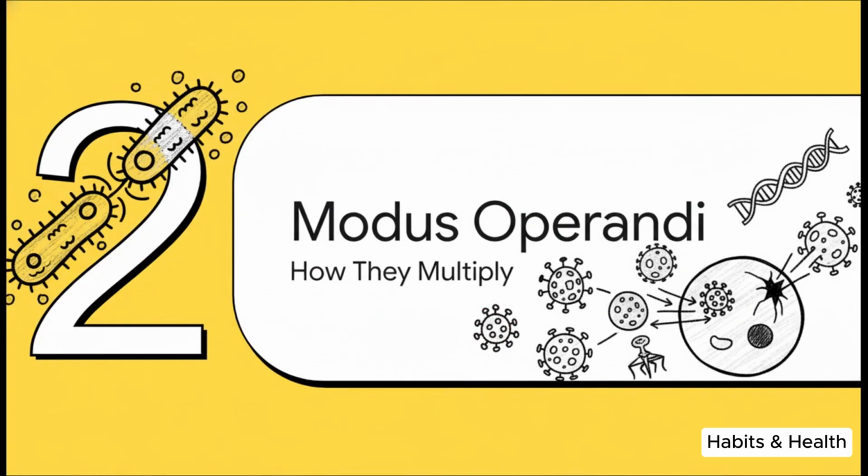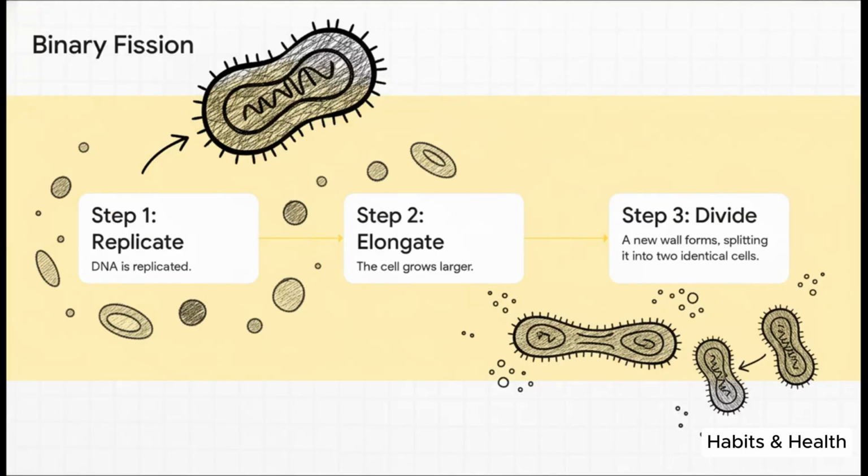Okay, so now we have a solid profile on what these things are. Next up in the investigation, their MO, their modus operandi. How do these suspects actually make more of themselves and spread? When it comes to bacteria, their method is pretty straightforward. It's a process called binary fission.